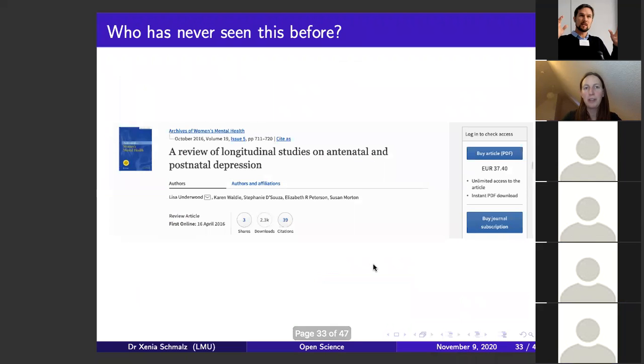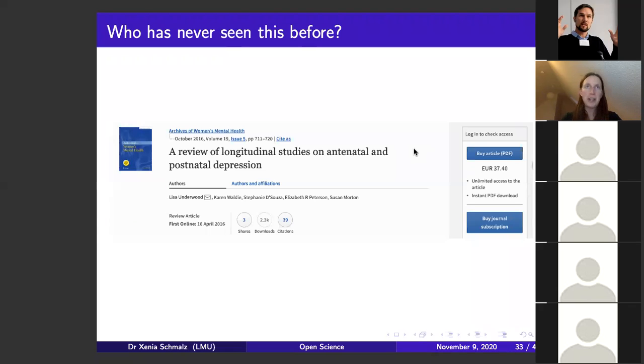I think I can go to open access directly. So in the workshops that I do live, I have this slide as an attention check. This is a screenshot of a random journal article. And you can see here that if I want to read it, I need to buy the PDF for 37 euros. This is called a paywall. So you try to access a paper and you can't, because you need to pay for it, because your university library doesn't have a subscription.